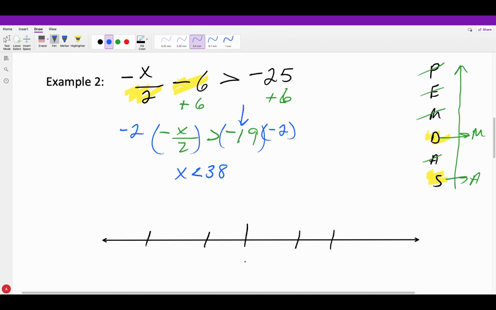So now once I've isolated my variable, I can put 38 and now 39 and 40, 37 and 36. This is just going to be an open circle because it's not equal to, and it will then be going to the left for being less than. All right, let's go ahead and do a couple more.